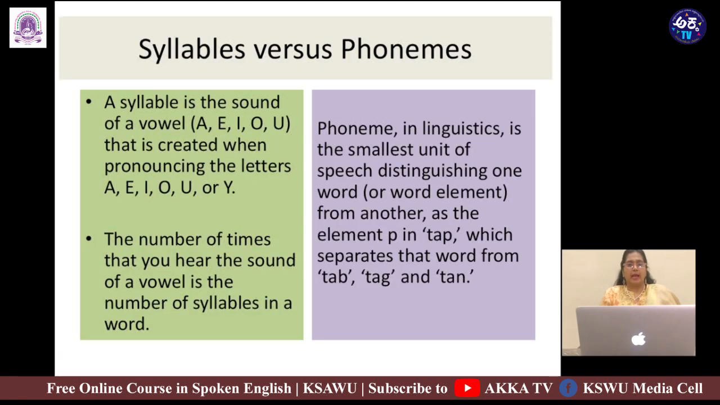There are syllables and then there are phonemes. Phoneme is nothing but the smallest unit of sound in English. It is actually the actual sound made by a consonant. For example, tap, the word tap. I can say tab, but tab means tab, tap means tap, tag means tag, and tan means tan. So the entire pronunciation of the word changes when I replace the last consonant there. So the basic unit of sound there is a phoneme.